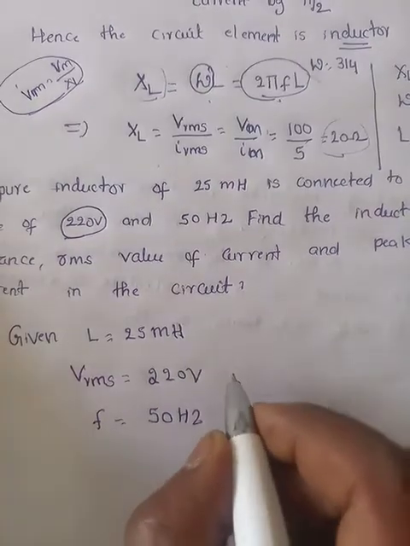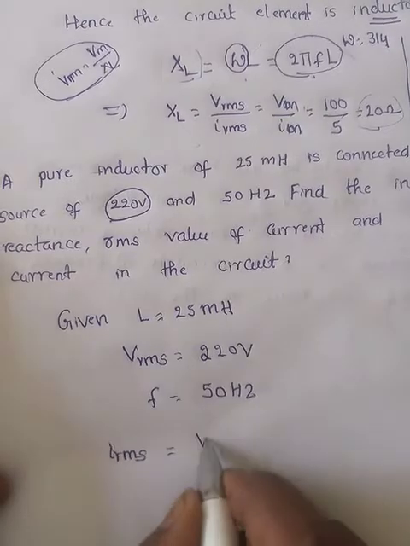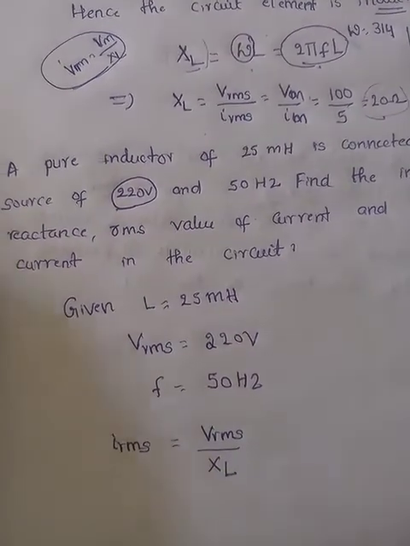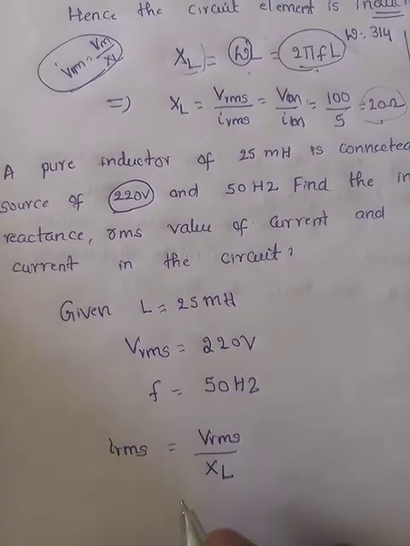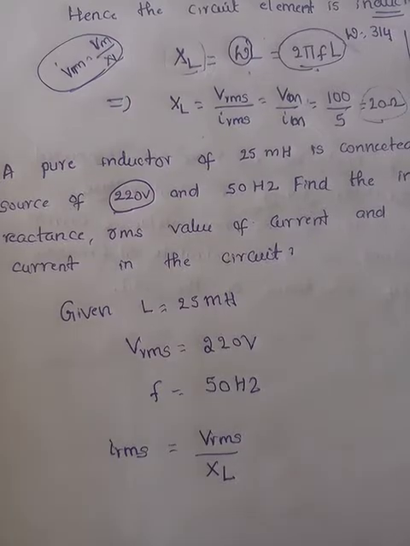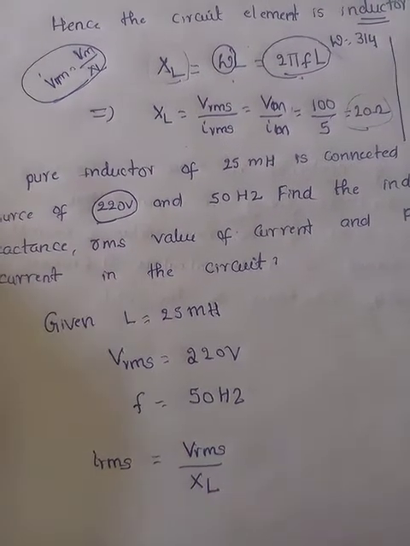As we know, Irms is equal to Vrms by XL. But we should know XL first. Then we can calculate Irms.